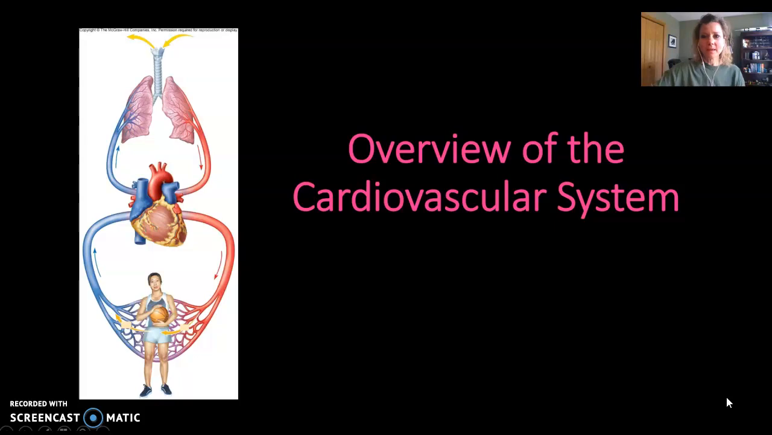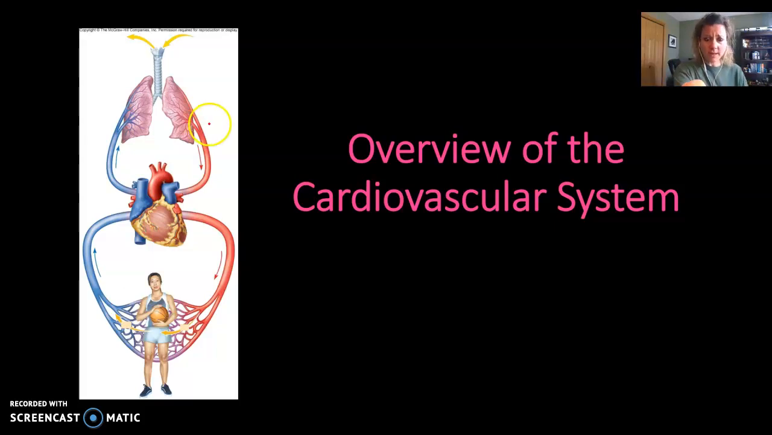So first, let's take a look at a very brief overview. On the picture on the left, you see that we have the heart in the center, and then we have these two circuits. One loop, which is shorter, involves the lungs, and then a second loop, which is larger, involves the rest of the body.